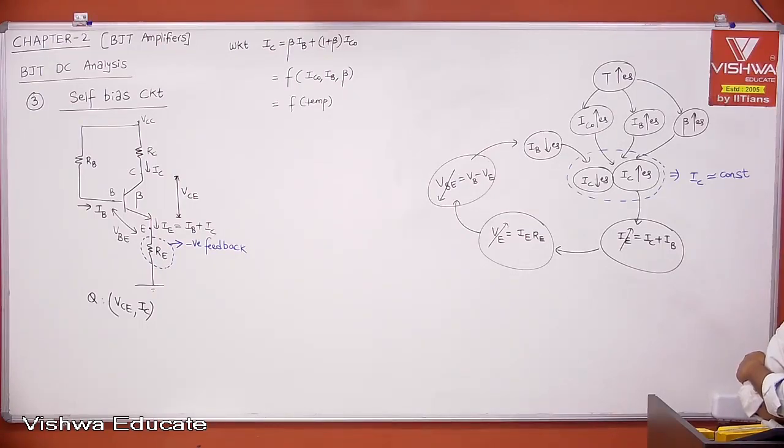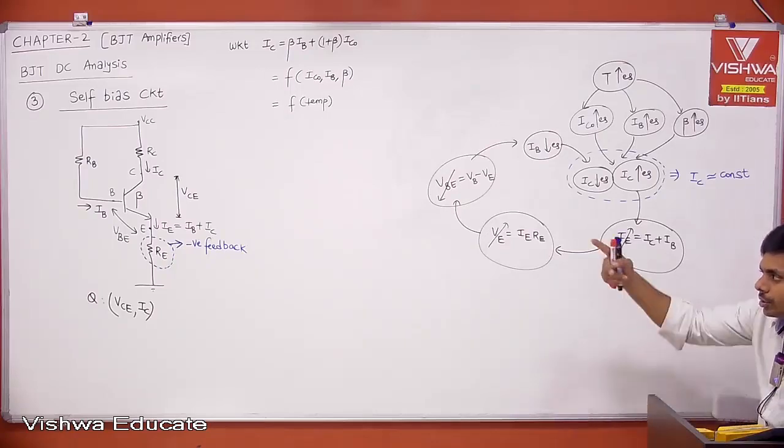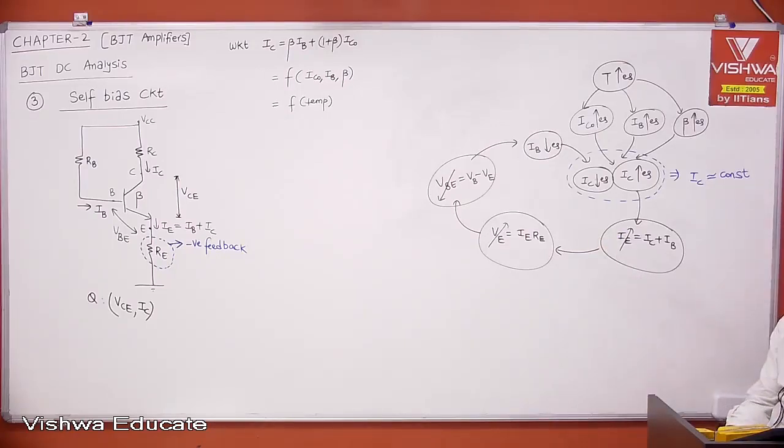I'll give 1 minute more. The negative feedback is due to that RE only. If RE is not there, there is no self bias of VBE.